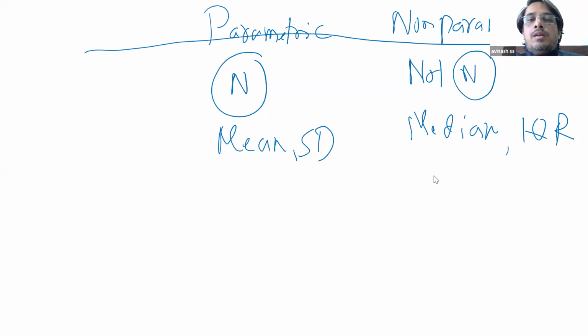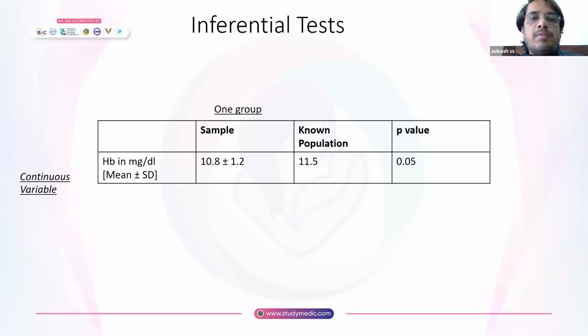Now that we know what the parametric tests and non-parametric tests are, we will see one by one what the scenario is and how we can find. Suppose the question is, which test you will use to find if the hemoglobin is different in this sample compared to a known population. In this sample, it is 10.8 mean hemoglobin, and in that population, the mean hemoglobin was around 11.5. We are only taking the sample. We are not taking the population. This data we already know about.